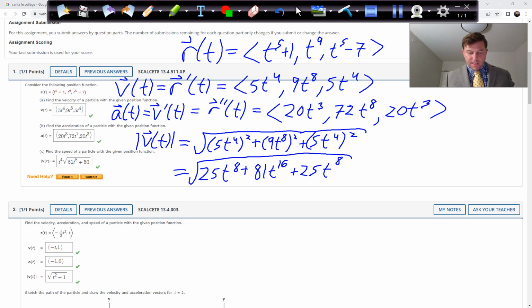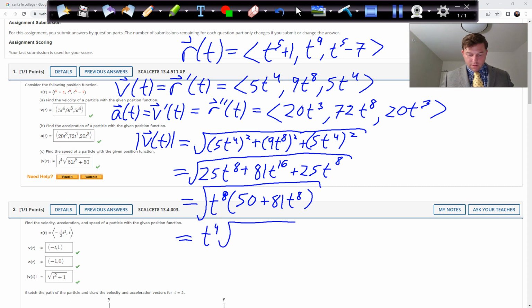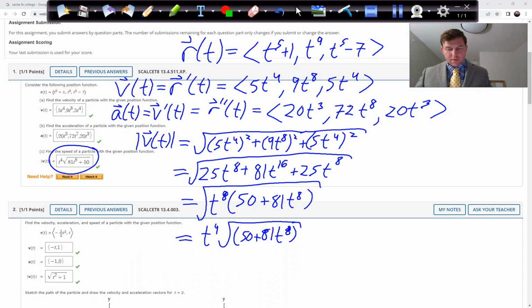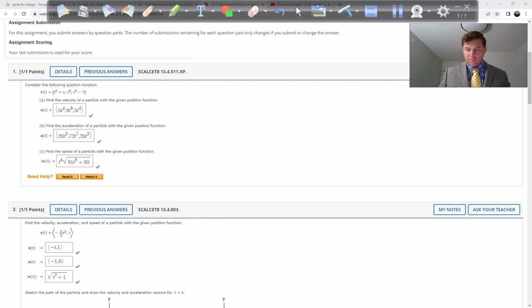Now there's a common t to the 8th in all three terms, so you're going to factor out t to the 8th. 25 and 25 adds up to 50, plus 81 t to the 8th, square rooted. t to the 8th can come out of the square root as t to the 4th. And we're going to have 50 plus 81 t to the 8th still stuck in the square root. And that's as simplified as you can go, so there it is. That would be the magnitude of the velocity vector, which we call the speed.